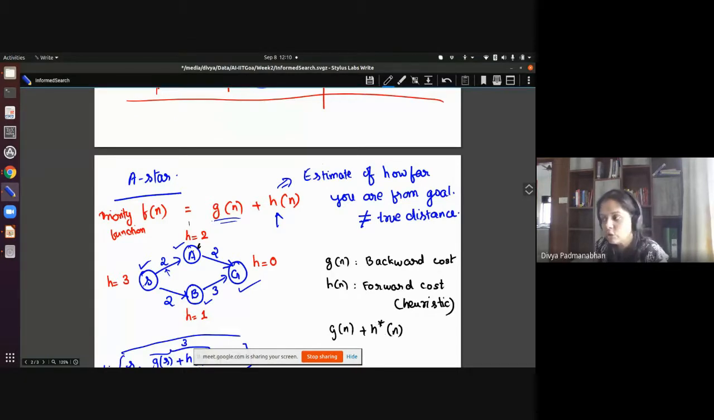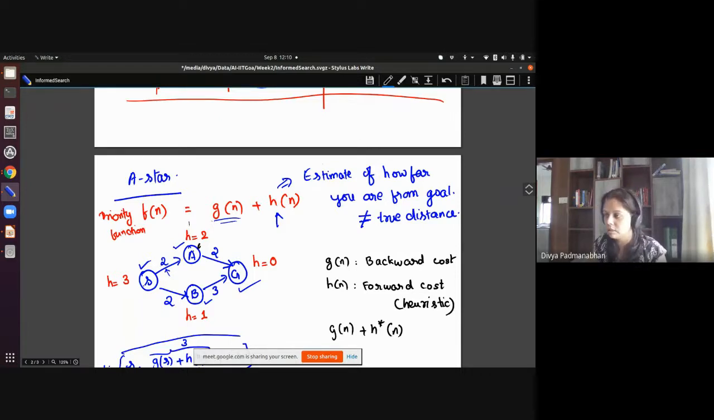So if you use the true distance, of course it's going to be optimal. And if you already knew it in the first step itself, in one shot you're going to directly get the plan, right? I mean, you're not going to do any exploration. You will directly get the best plan.